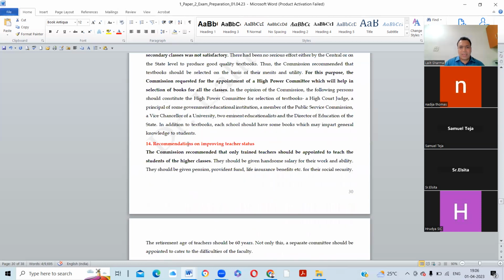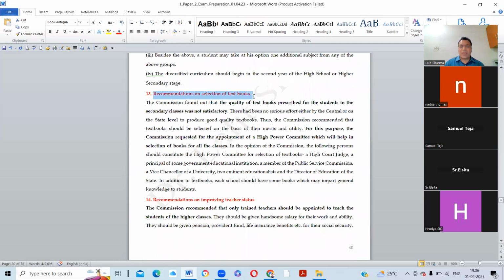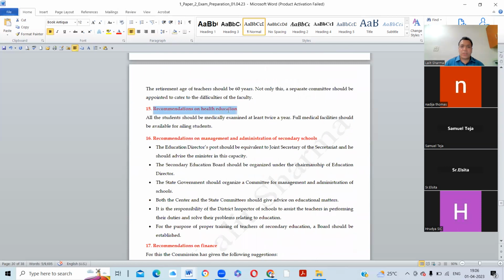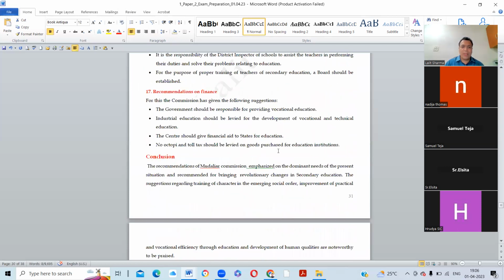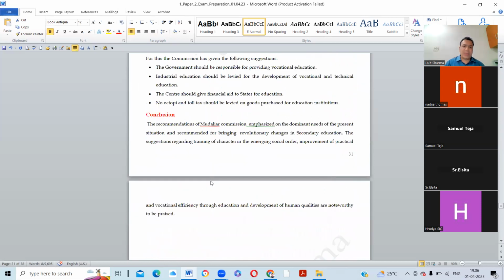Recommendations on selection of textbooks, recommendations on improving teacher status, recommendations on health education, recommendations on management and administration of a secondary school, recommendations on finance, and lastly, conclusions.